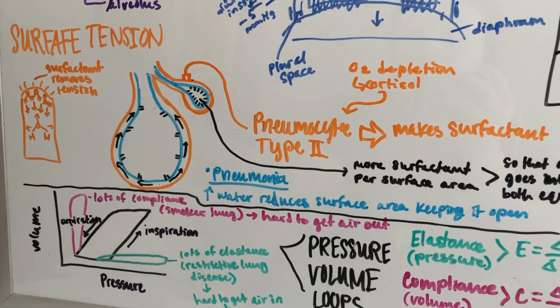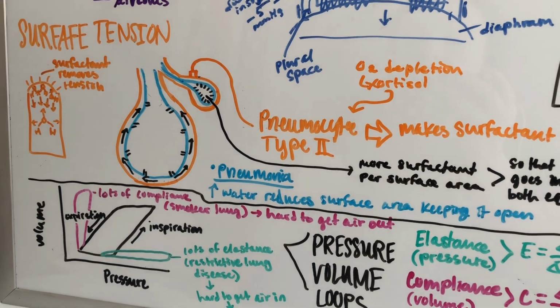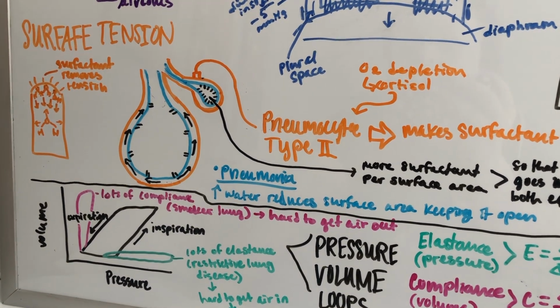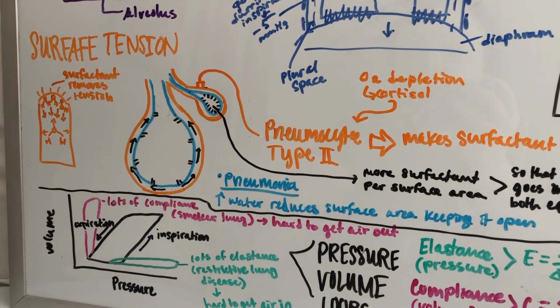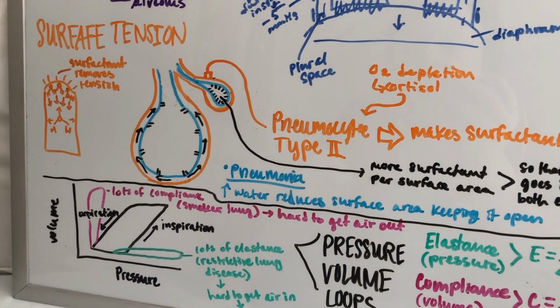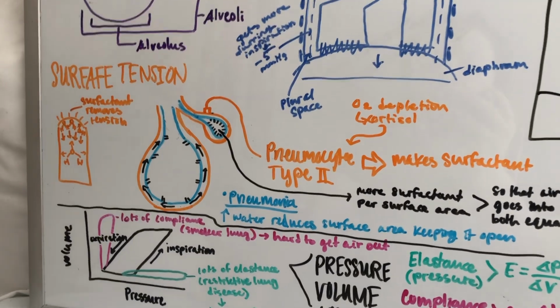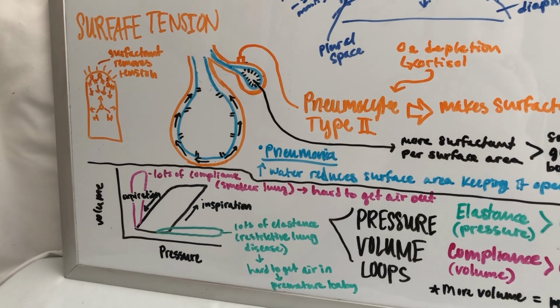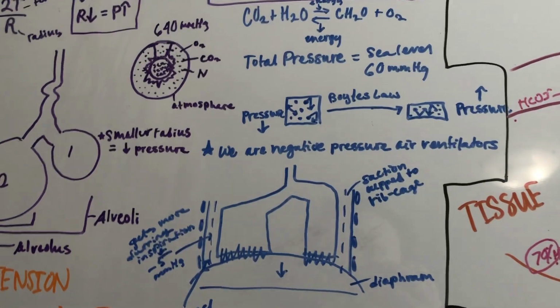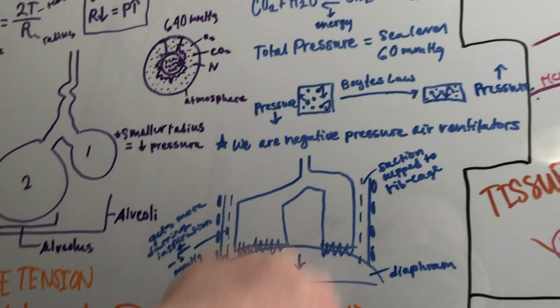Now, pneumonia is a big problem because that increases the water in your lungs, which then reduces the surface area and it keeps it open. So it's less negative and it's hard to get oxygen in. Okie dokie. So now we need to talk about this system.